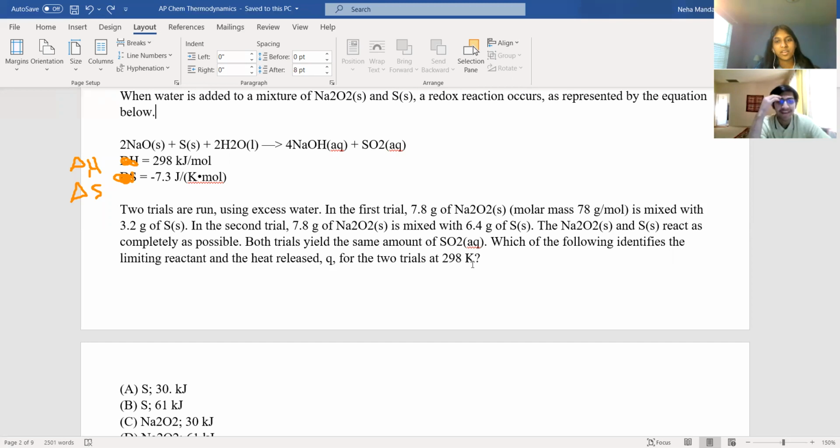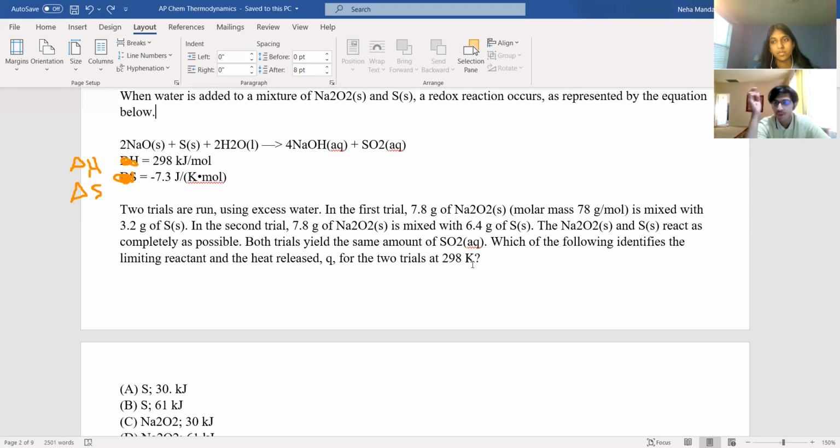Okay. 2 trials are run using excess water. Okay, so water is our excess reactant. First trial, 7.8 grams of Na2O2 is mixed with 3.2 grams of S. Okay. So it says they both yield the same amount of SO2. So I think that means that Na2O2 is the limiting one, right?